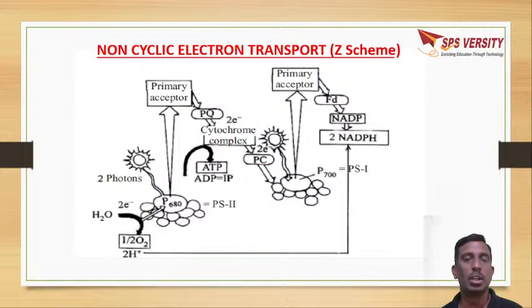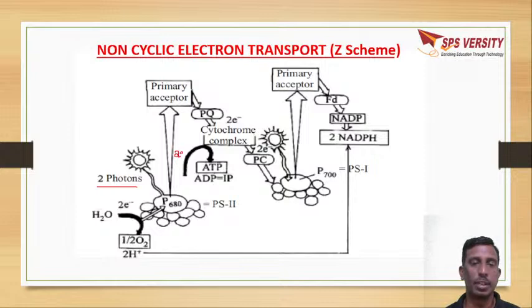So if you look into the non-cyclic electron transport, this is PS2. This is PS1, the reaction center. Okay. On taking light energy, 2 electrons are ejected from chlorophyll A of PS2. So these 2 electrons are accepted by the primary acceptor. And from there it reaches plastoquinone. It is another electron carrier. So PQ means plastoquinone.